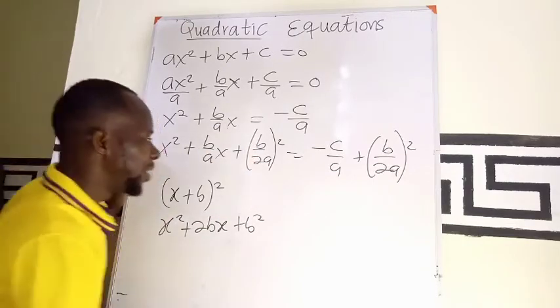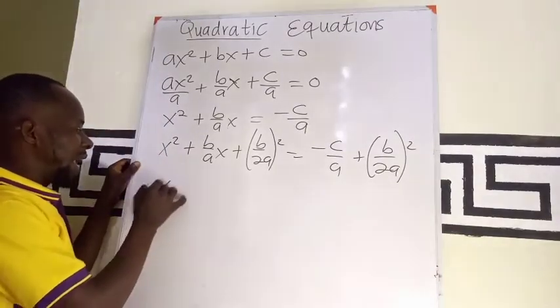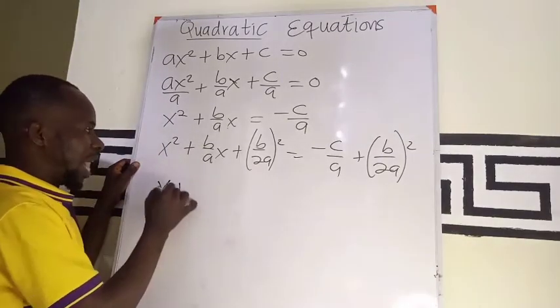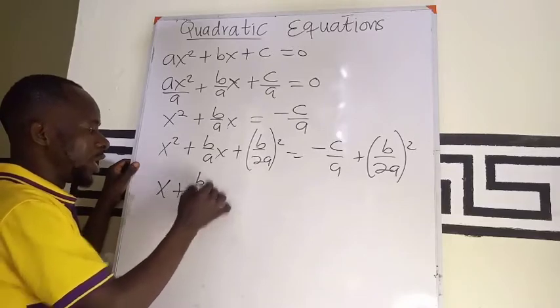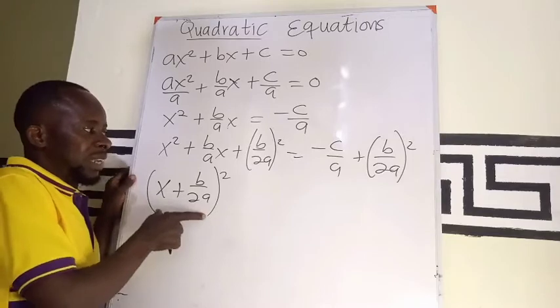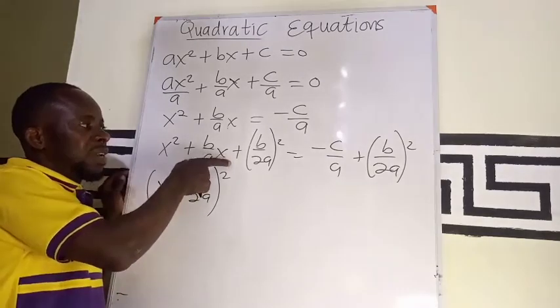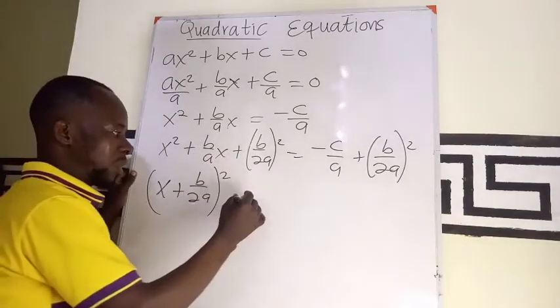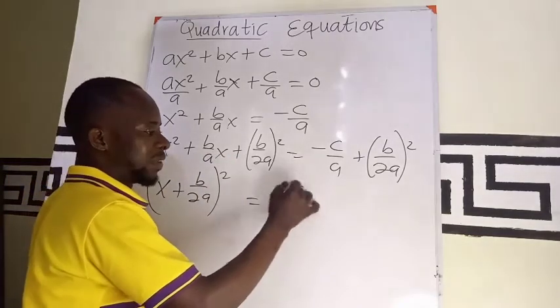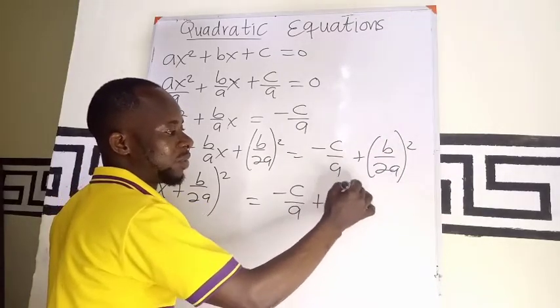So that simply means that the left hand side is nothing but (x + b/2a) all squared, by polynomial expansion. This will give result to this. So this is just expanded to get this. So all this equals to minus c on a plus, I think if I square this, I have b squared.